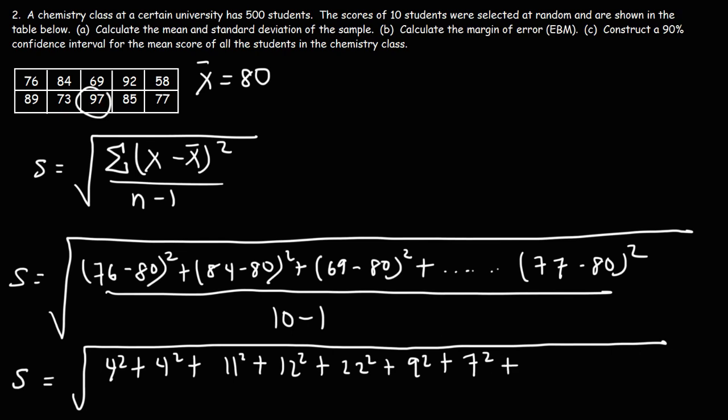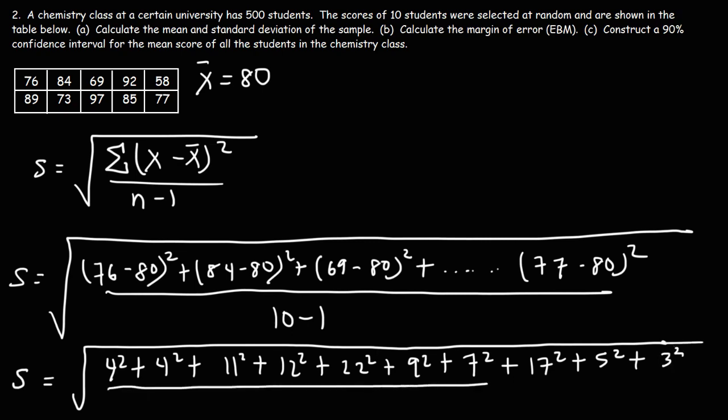Once you square it, the negative signs won't matter. 97 minus 80, that's 17. And then 85 minus 80 is 5. And then 77 minus 80, that's negative 3, but we're going to make it positive. And then divide it by 9. So go ahead and plug this in to your calculator and see what answer you get.